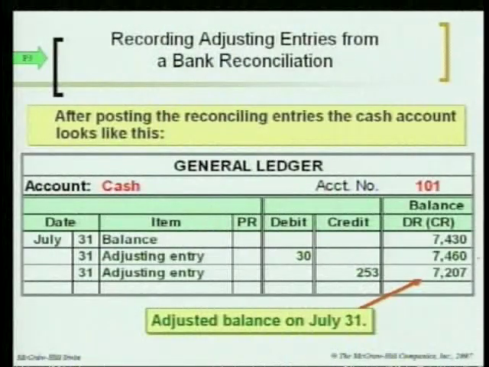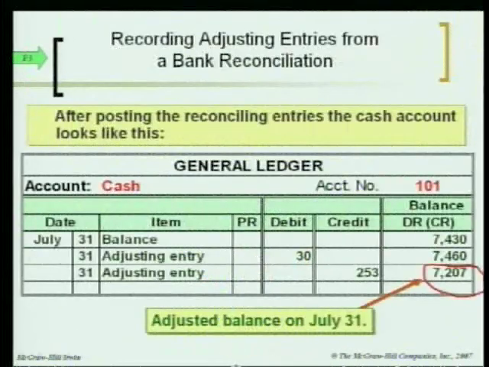Okay. And then after you do that, this is your general ledger or your T account. After you do that, your balance of cash should equal that adjusted balance of 7207 after you make those journal entries and post them. Okay?